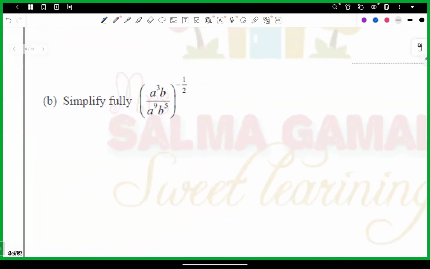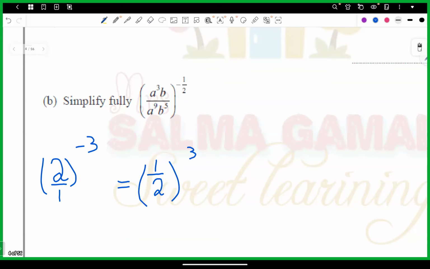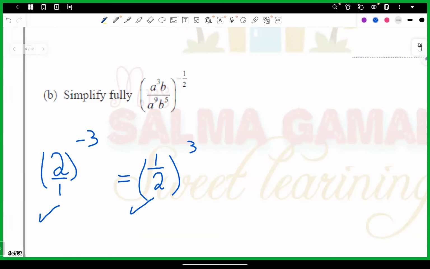In this question B, I have to know that if I have 2 to the power of minus 3, I need to cancel this minus. So this is 2 over 1. I want this number to be a power of a positive number, not a takeaway number. So can I make it half to the power of 3? This one equals this one.